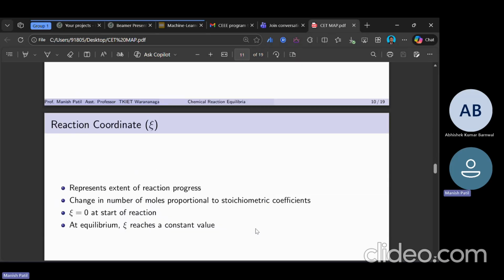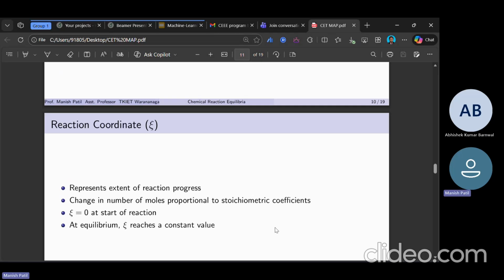Then the reaction coordinate. Reaction coordinates tell us the extent of reaction. It can also tell the progress of a reaction. So it represents the reaction progress and the change in number of moles proportional to the stoichiometric coefficient. So ψ is equal to 0 at the start of the reaction. Change in the moles is proportional to the stoichiometric ratio. At equilibrium, the ψ value reaches a fixed value.